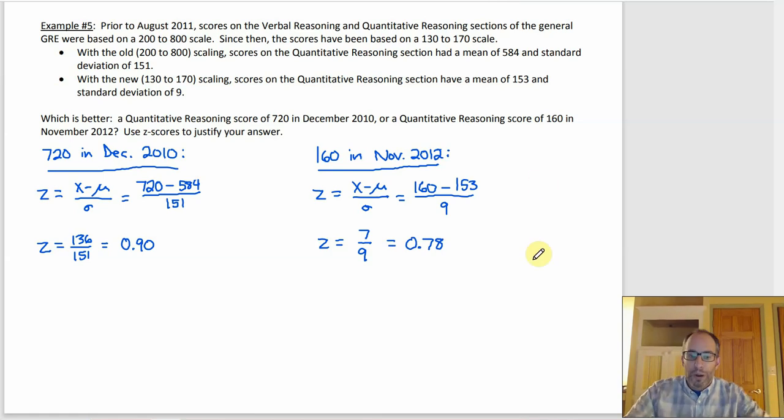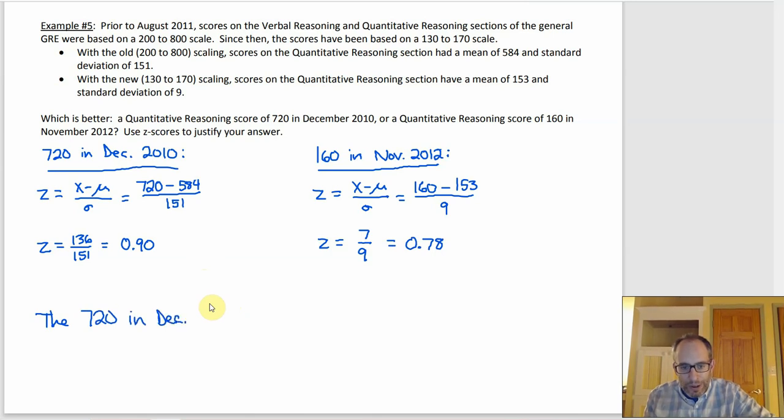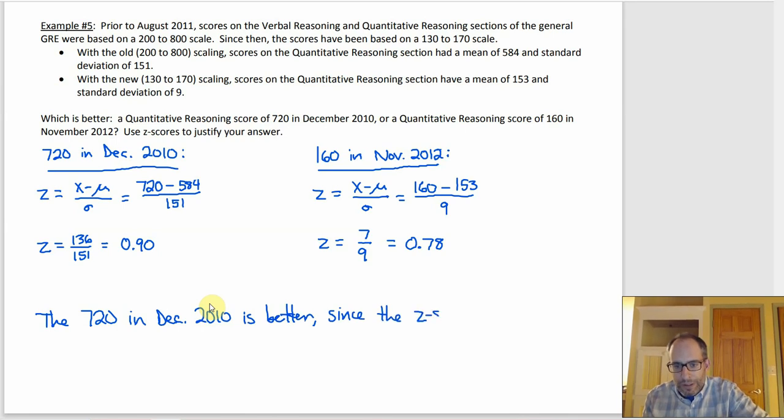Okay, so based on the z-scores, the 720 in December 2010 had a larger z-score, so that's the one that's better. So we'll say that the 720 in December of 2010 is better since the z-score is higher.